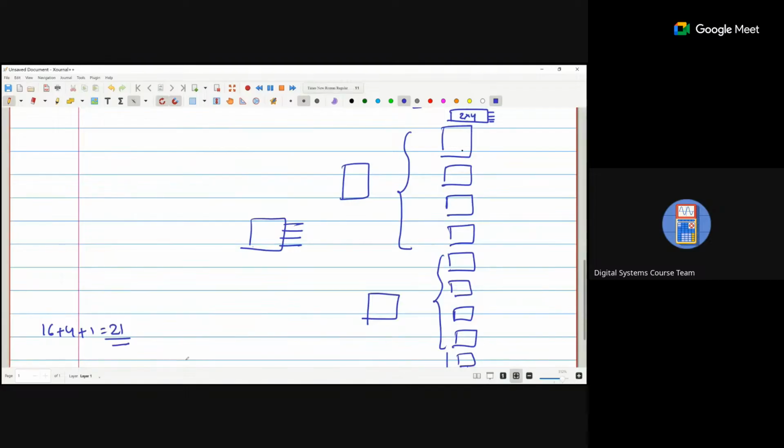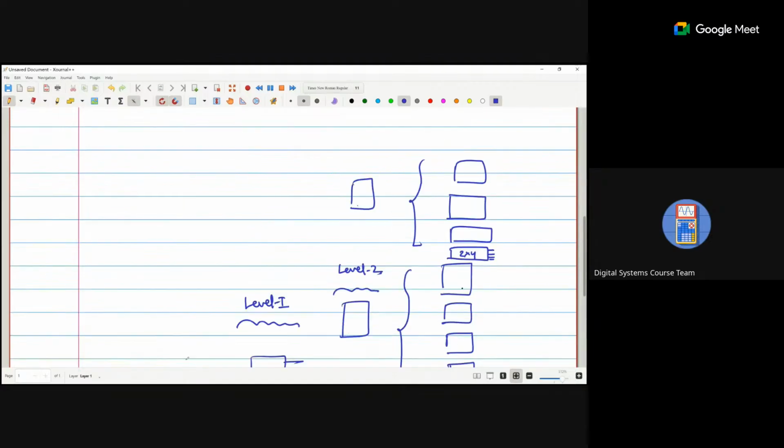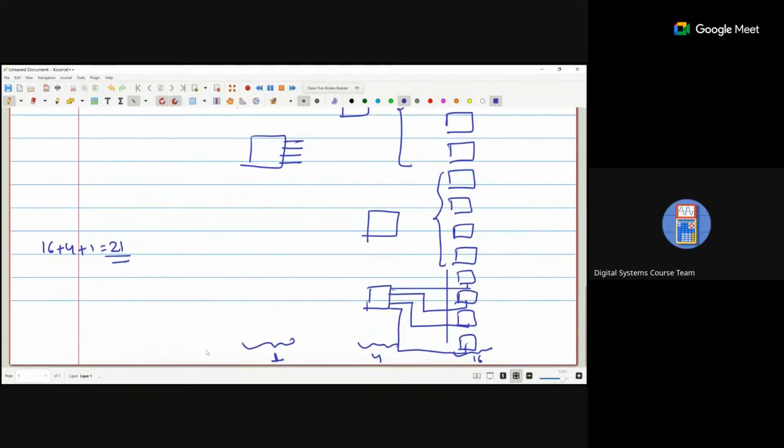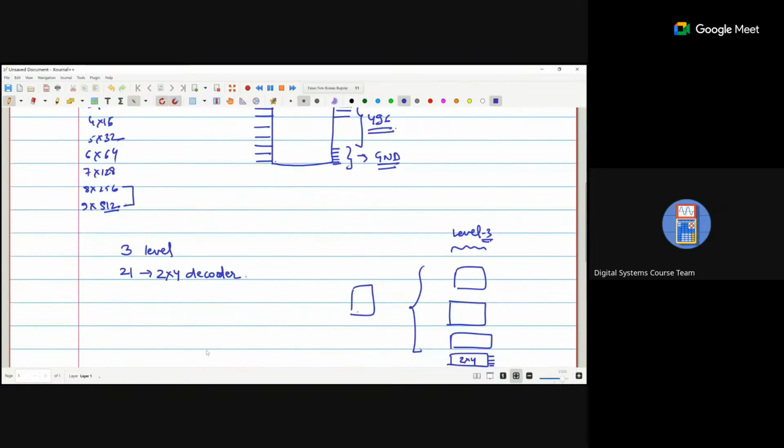Initially, this one is level 1, then the second level, level 2, then the third level, level 3. So how many levels are required? 3 levels are required, and a total of 21 2 cross 4 decoders are required. Clear? Any doubt in this one? Higher order decoder implementation using lower order.